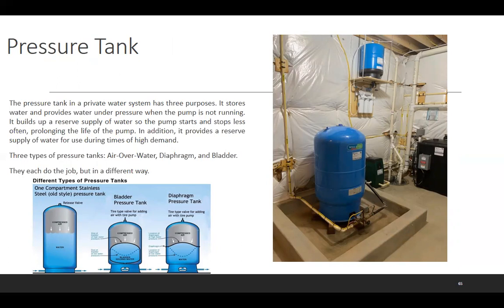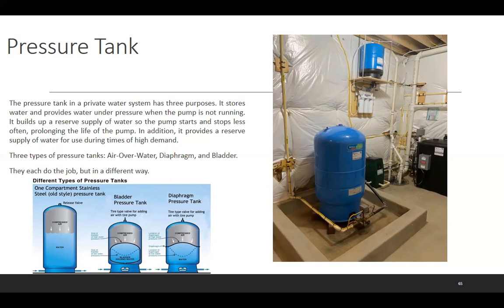Next, pressure tank. So, yeah. Pagkatapos ng dam mo, kailangan mo ng pressure tank. The pressure tank in a private water system has three purposes. It stores water and provides water under pressure when the pump is not running. It builds up a reserve supply of water so that pump start and stop less often, prolonging the life of the pump. In addition, it provides a reserve supply of water for use during times of high demand.